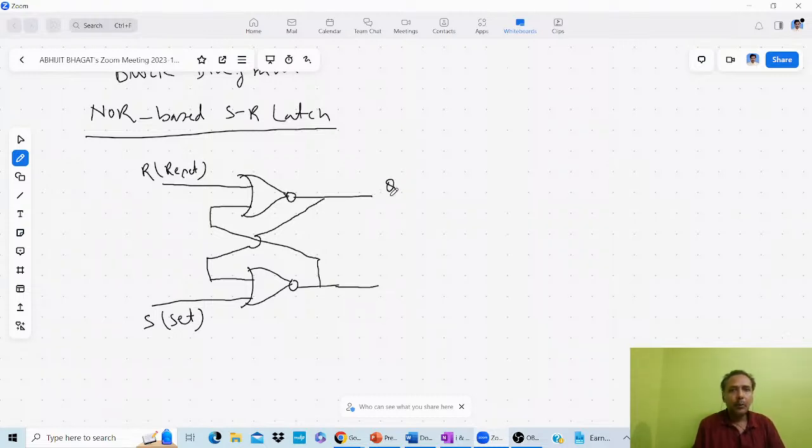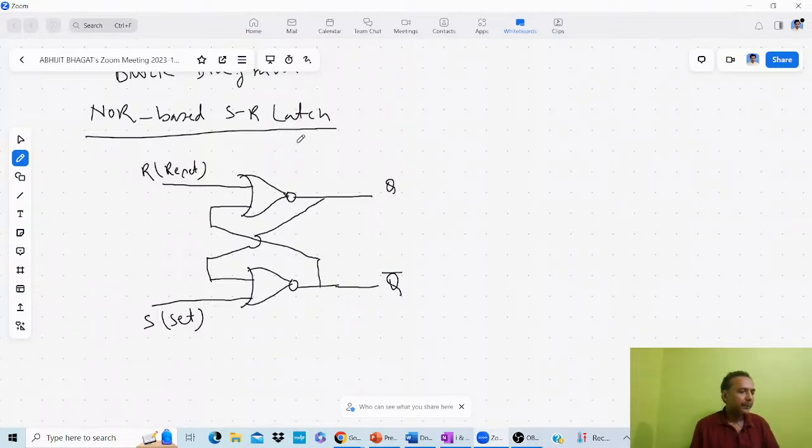This is Q, and this is Q bar. So here S and R are the inputs, and this Q and Q bar are the outputs. So there are two NOR gates used for designing the NOR based latches.